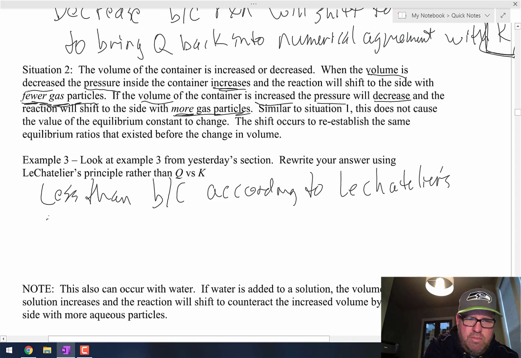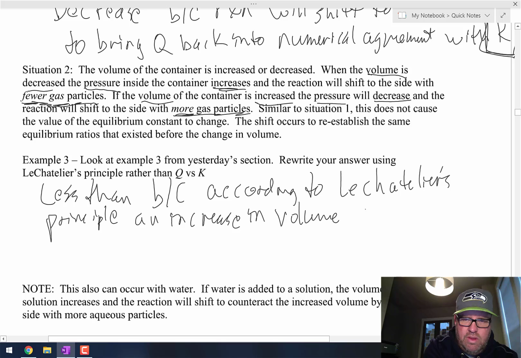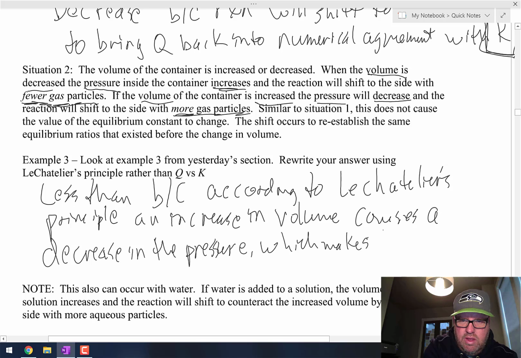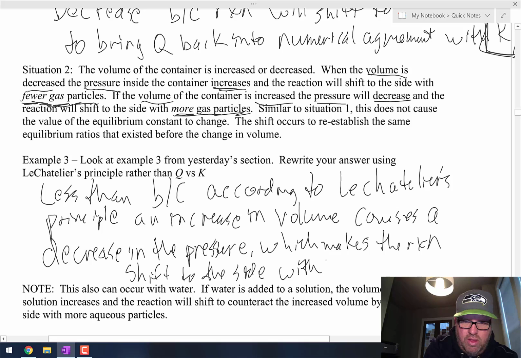LeChatelier's principle, an increase in the volume causes a decrease in the pressure. Sorry, I forgot an S there. Which makes the reaction shift to the side with more gas particles. Okay?